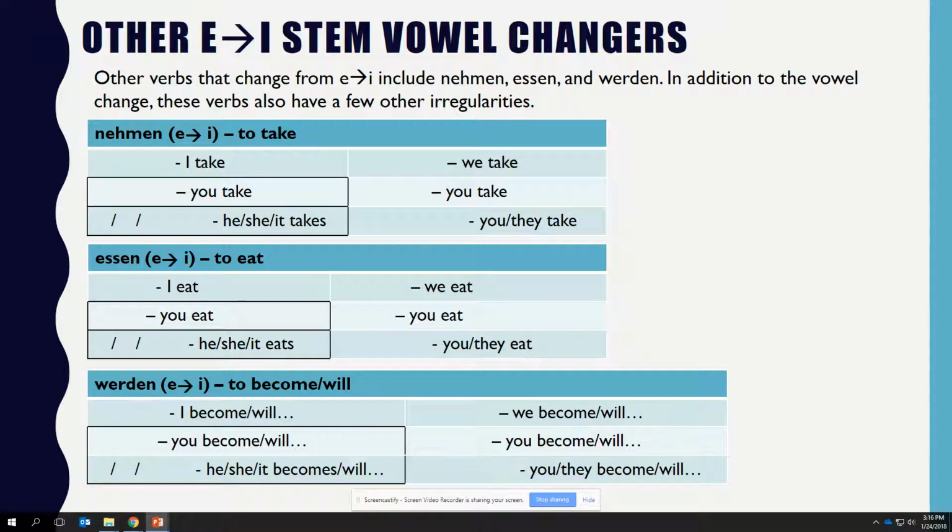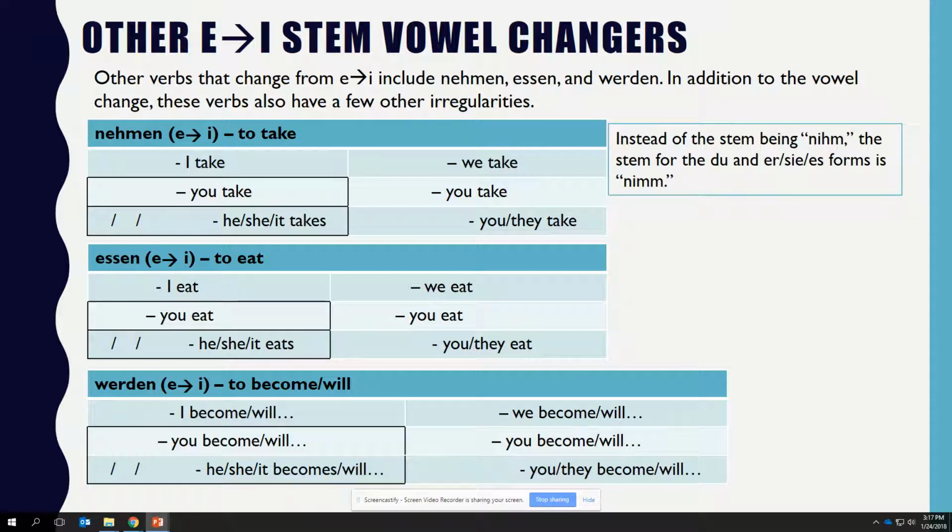Other verbs that change from e to i include nehmen, essen, and werden. In addition to the vowel change, these verbs also have a few other irregularities. For nehmen, instead of the stem being nim, the stem for the du and er/sie/es forms is nimm. Take a moment to conjugate nehmen and pause the video. You should have ich nehme, du nimmst, er/sie/es nimmt, wir nehmen, ihr nehmt, sie and Sie nehmen.